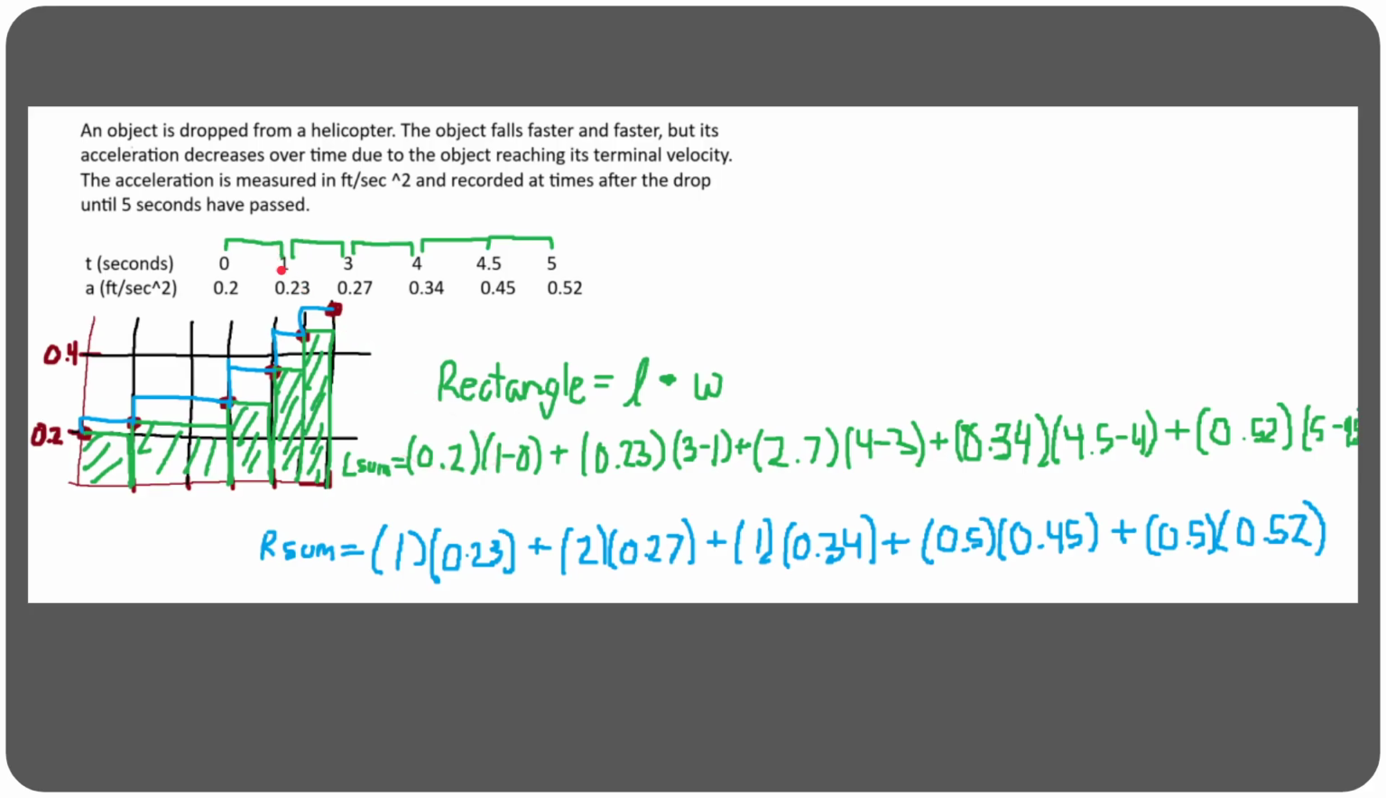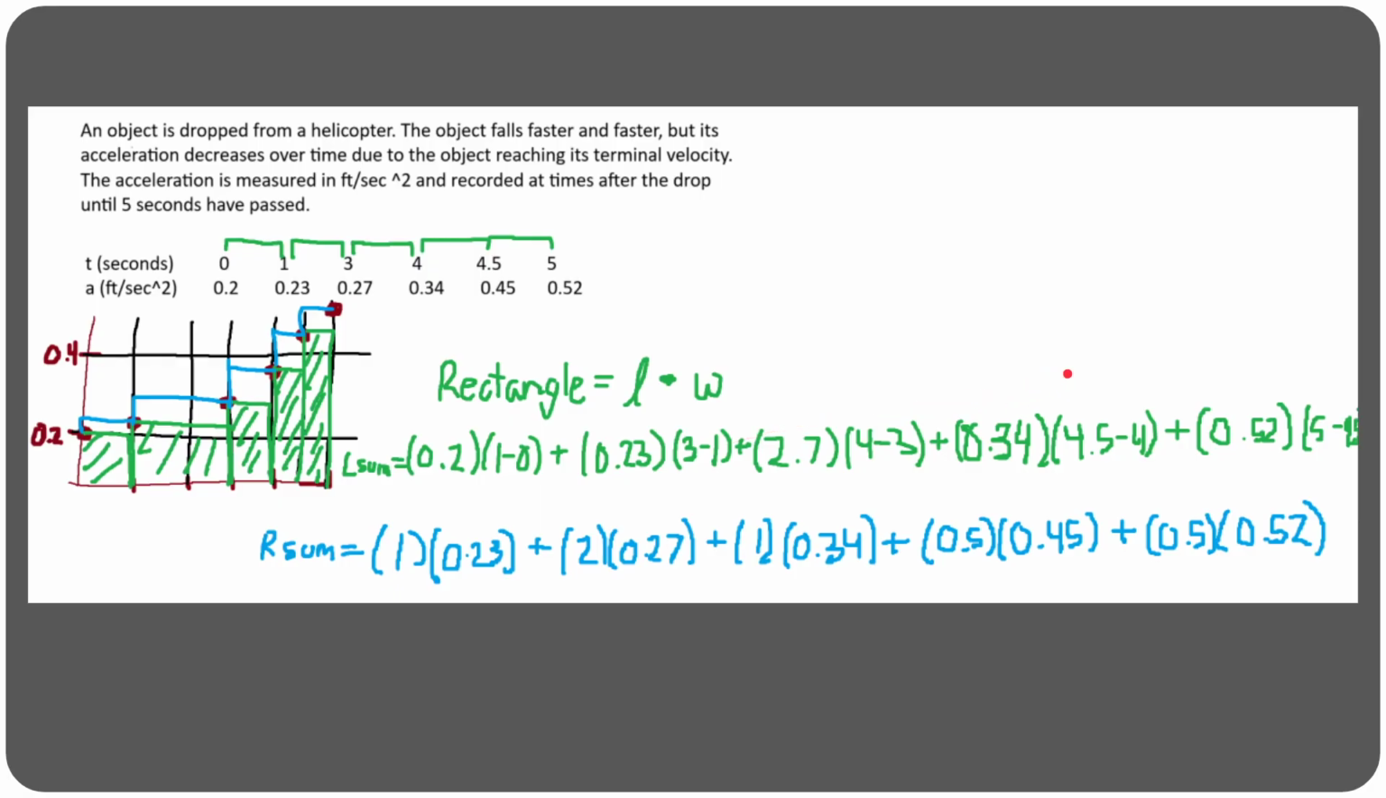The idea here is that you have an acceleration of 0.2 for 1 second, because that's how long that 0.2 is being calculated for. But if you were to do a right approximation, you would have a rate of 0.23 for 1 second. So that's kind of the difference here, that you're using the right method versus the left method. And that goes for all of these different things.